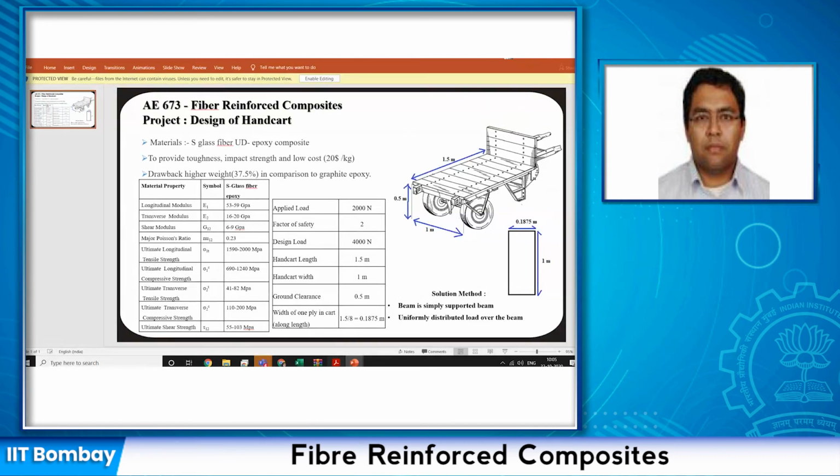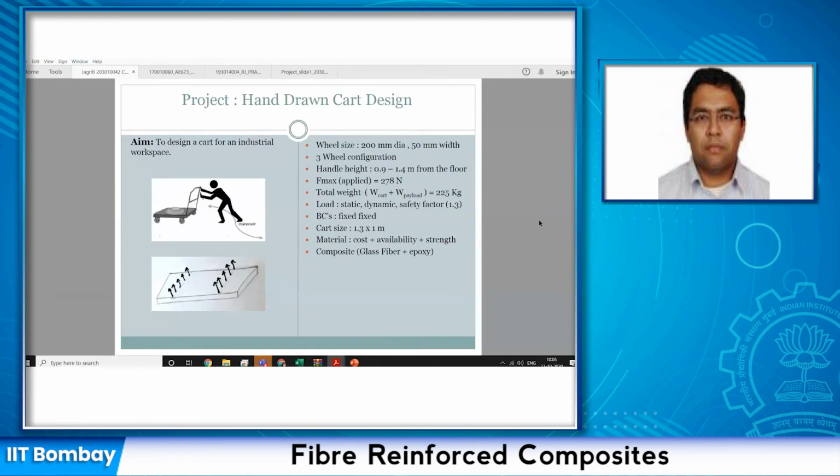The next one. So, good morning to all and everyone present here. I'm Jagriti Saha, and the aim of my project is to design a hand-drawn cart for displacing entities in an industrial workspace.